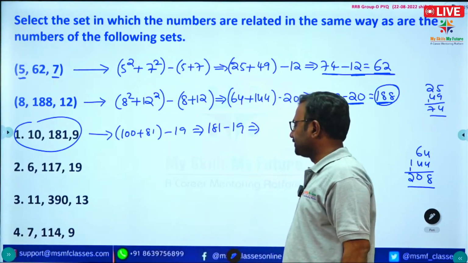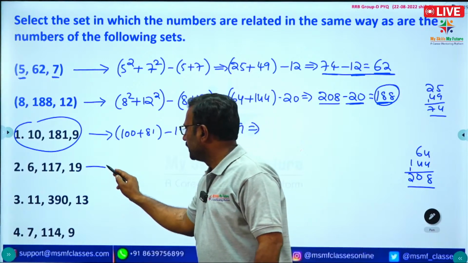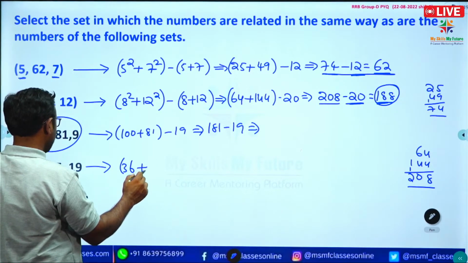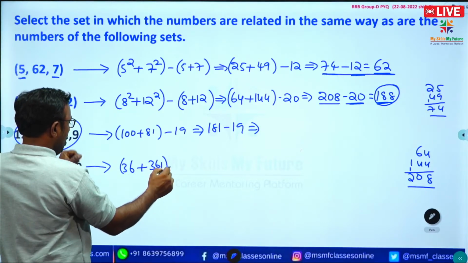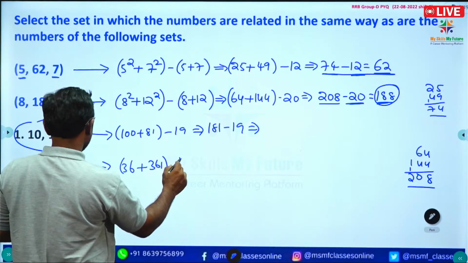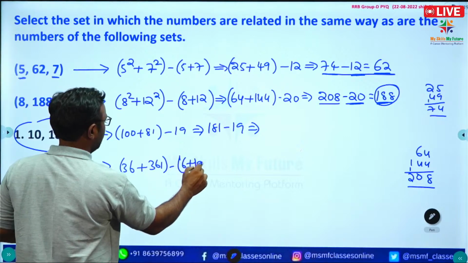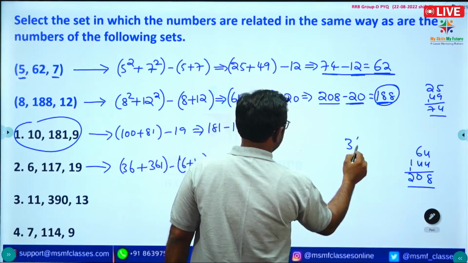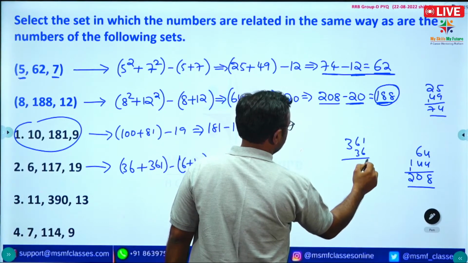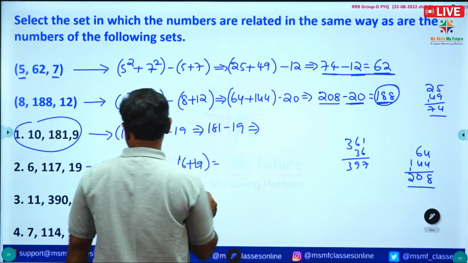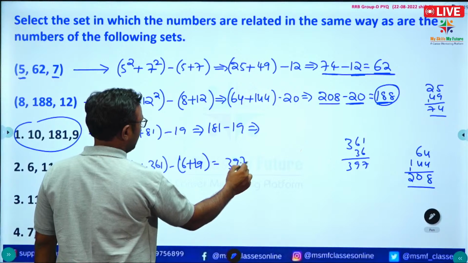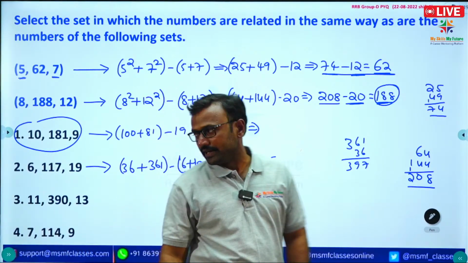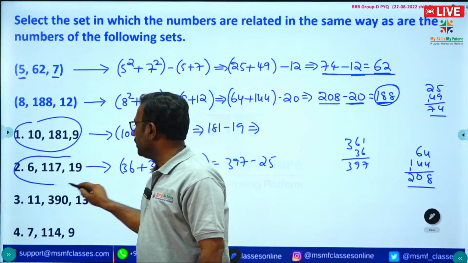Okay, right. See the option 2, 6 square 36 plus 19 square 361 minus 6 plus 19. So see here, 361 plus 36 we get 397. So 397 minus 25 we get somewhat 350, more than that. So option 2 is also wrong.